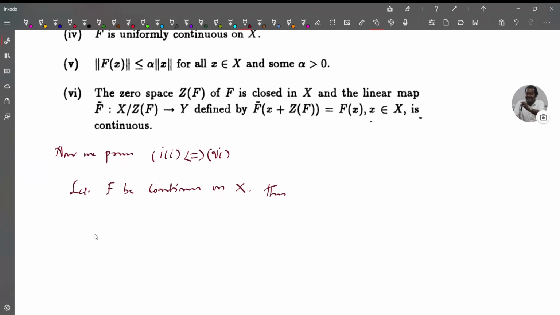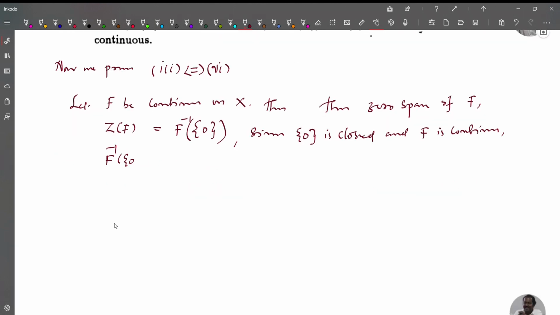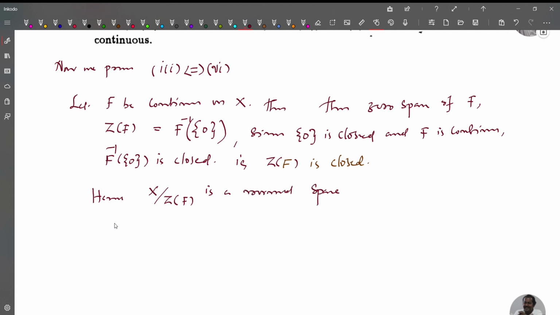The zero space of f is f inverse of singleton 0. Since singleton 0 is closed and f is continuous, f inverse of singleton 0 is closed. That is, the zero space of f is closed. Hence, X over the zero space of f is a normed space in the quotient norm.